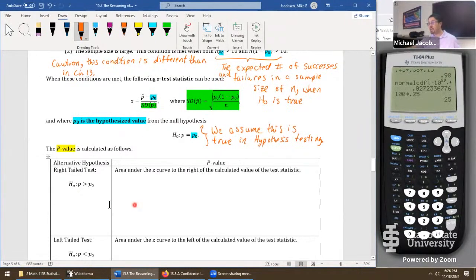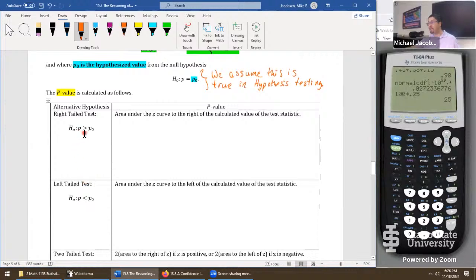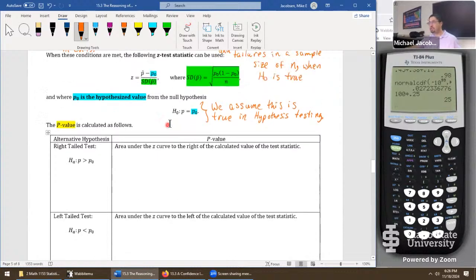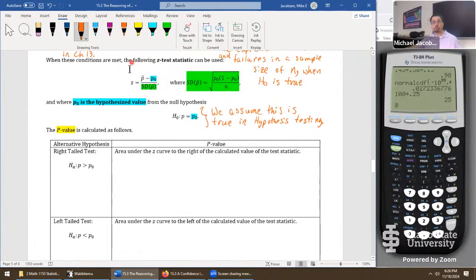Okay, well, first is the right tail test. What makes it a right tail test is the greater than sign right here. We still write the null hypothesis in this way in our book, and we're told the area under the z curve, that's referring to the test statistic and the normal distribution, to the right of the calculated value of the test statistic. Okay, so this is what it would look like.